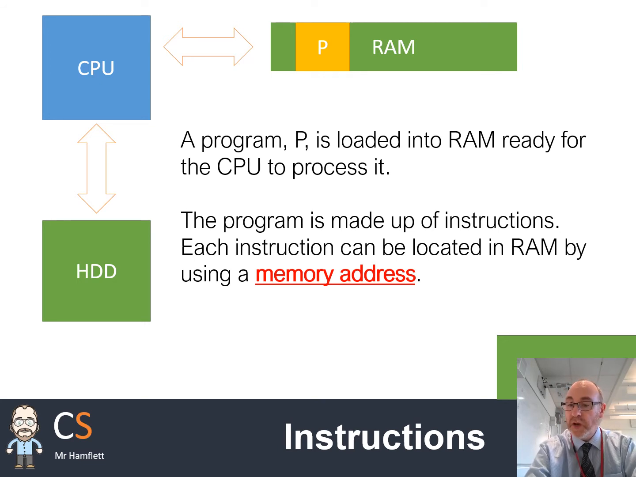The program will be located somewhere in RAM, and that location is known as a memory address. Every program, every instruction in the program, and every bit of data that program uses will have its own unique memory address. And this is simply a number starting at 1, going up to however much RAM you have in your computer, measured in bytes.